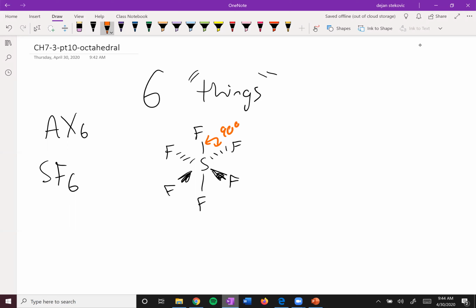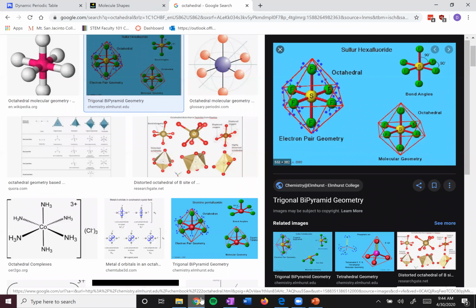And the shape of this is called octahedral. So you may be thinking, why is it called octahedral? There's only 6 things. It's because there's 8 faces. So if you think about it, this is 1 face, this is 2 faces, 3 faces, and then in the back 4 faces, and then you have the same thing down on the bottom. You come up with 8 faces, and so octahedral. Here's a picture of that. You can see in this sulfur hexafluoride, in this top right Google image picture, there's 8 faces, and so octahedral.